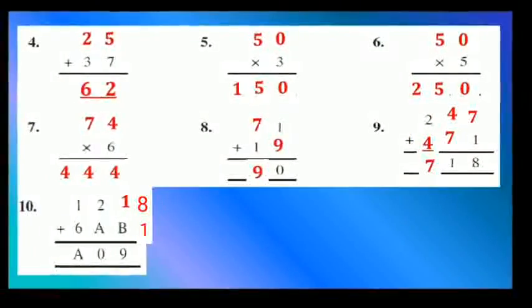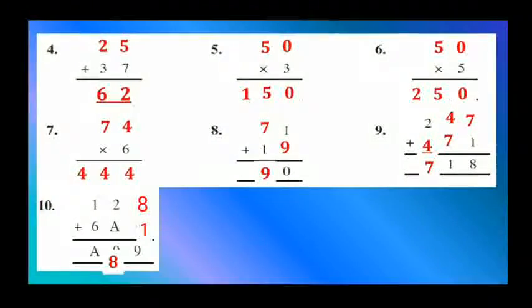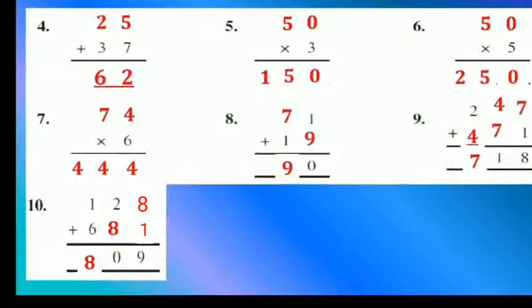So what we do is we would interchange the number and make A as 8 and B as 1. So now we have A as 8. So put 8 in all the places that we have A. So our answer would be 128 plus 681, giving you 809 as your answer. So this is how it works.